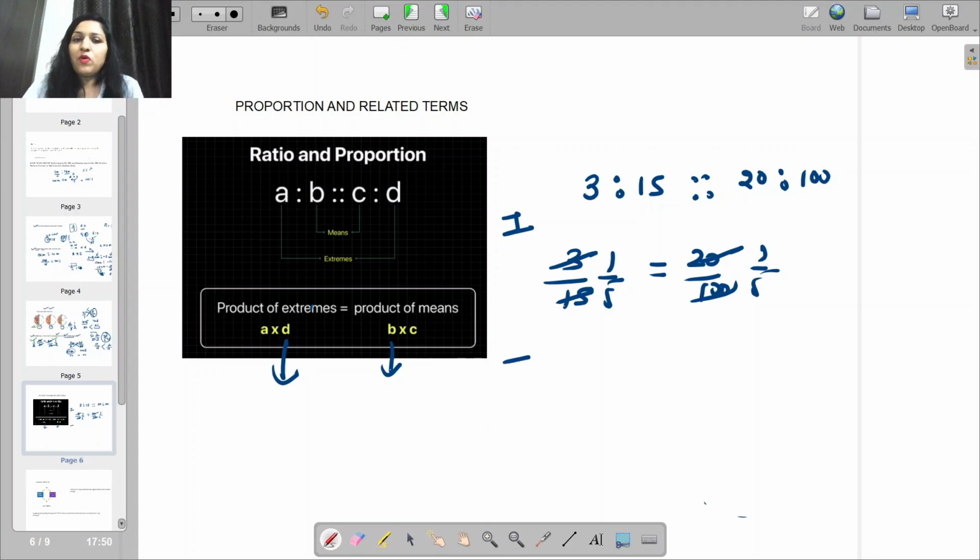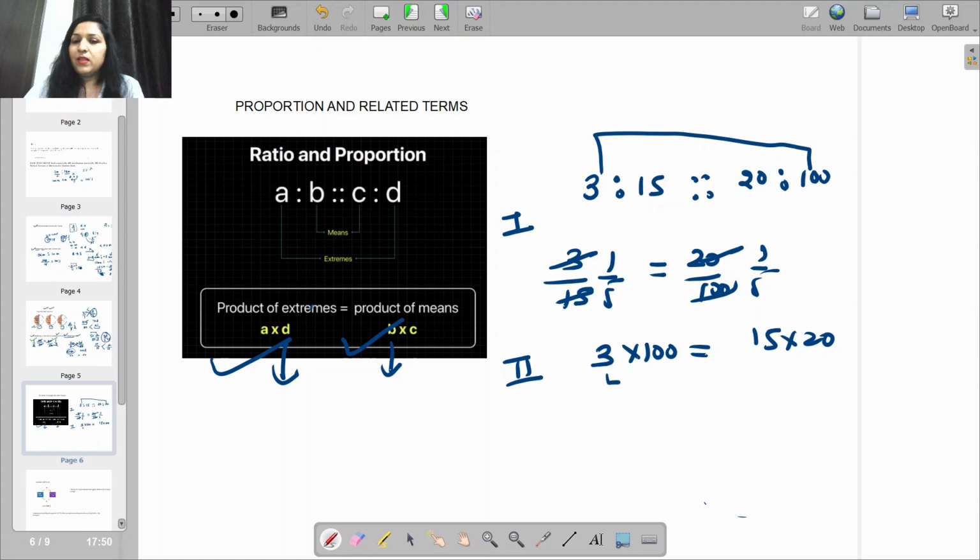If you don't want to find the simplest form, you can use this method. Product of extremes and product of means should be equal. In 3:15 and 20:100, which are the extremes? 3 and 100. So 3 into 100 should be equal to 15 into 20. The product is 300, the product is again 300. This is equal. Yes, these four numbers are in proportion.